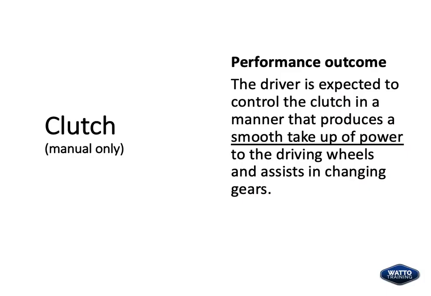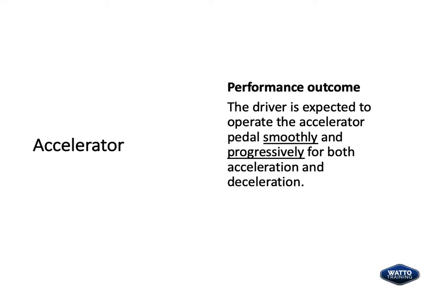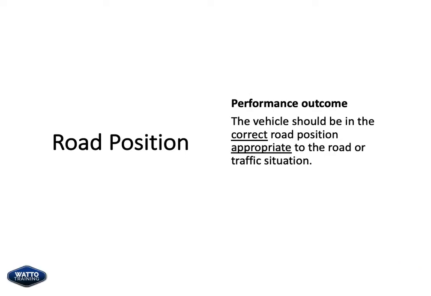Clutch for manual drivers. The performance outcome we're looking for here is that the driver is expected to control the clutch in a manner that produces a smooth take-up of power to the driving wheels and assists the changing of gears. Accelerator. The performance outcome is that the driver is expected to operate the accelerator pedal smoothly and progressively for both acceleration and deceleration. Road positioning.